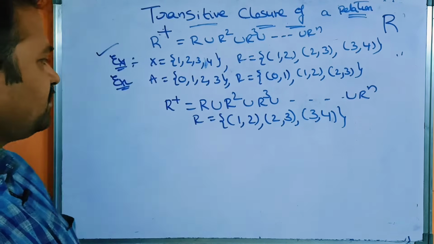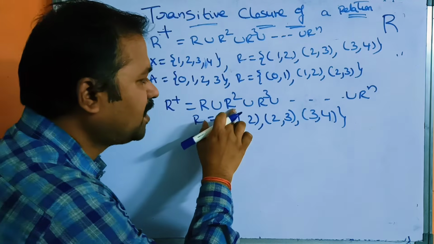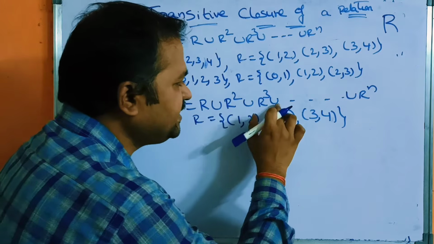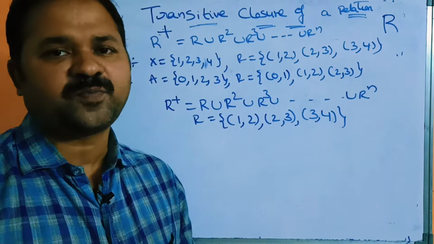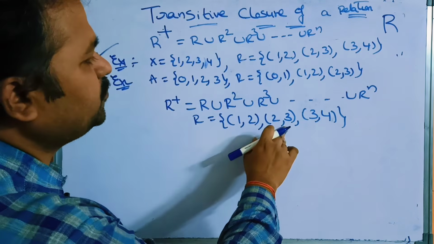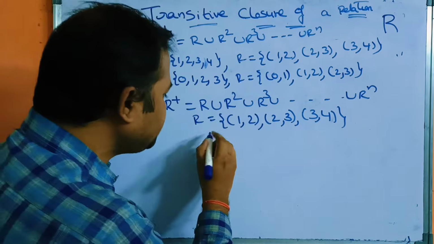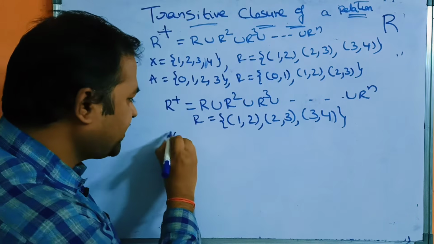Okay, let us solve the first example. R power plus is equal to R union R power 2 union R power 3 union, and so on, union R power n. So this is the relation: R is equal to {(1,2), (2,3), (3,4)}. Here, finding the transitive closure is nothing but finding transitive pairs.